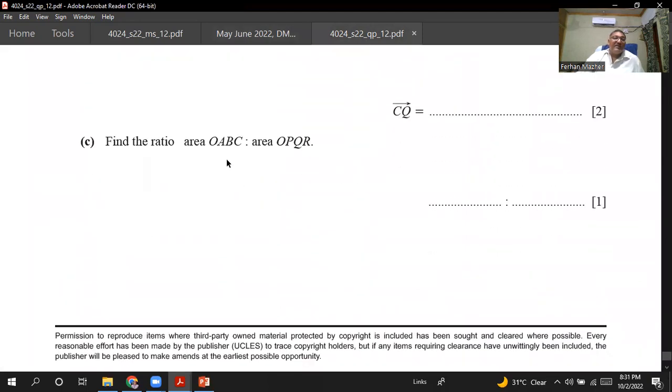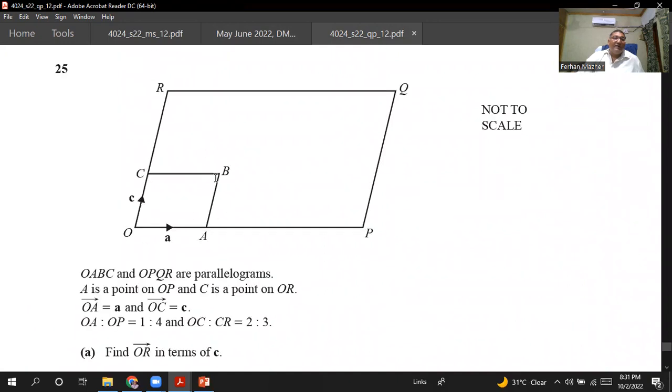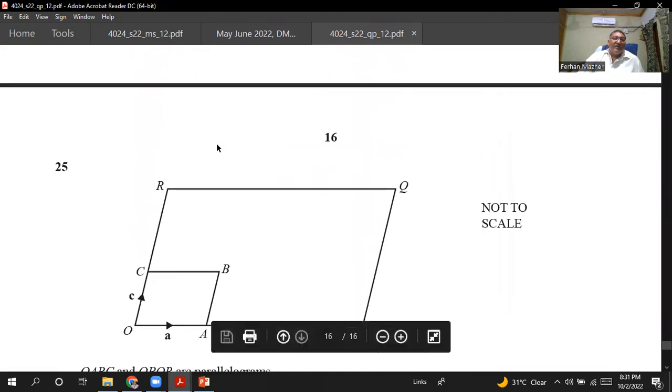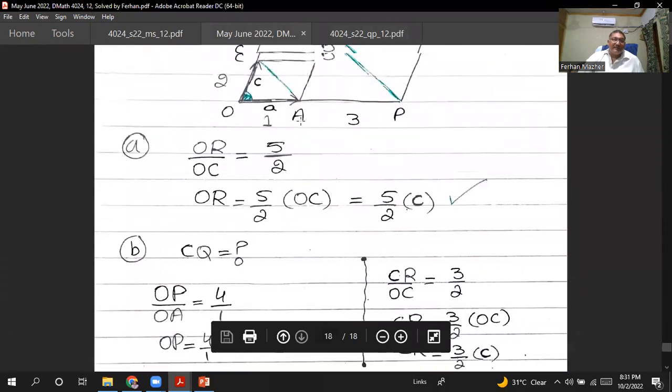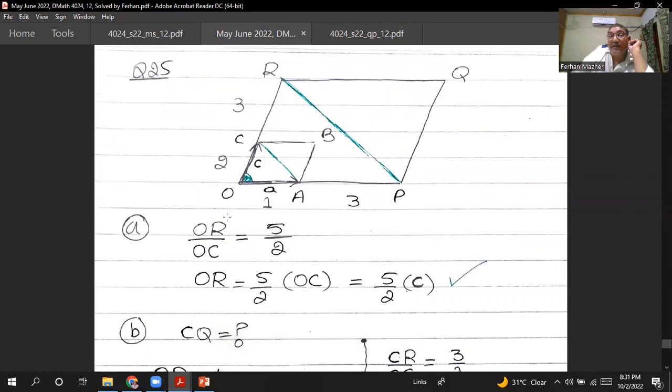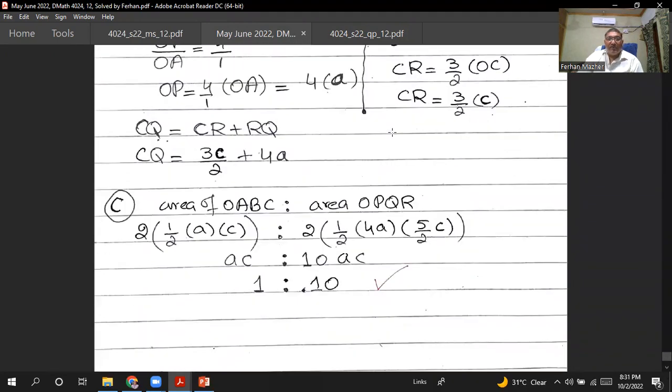Then they say find the ratio of the area of the OABC and the OPQR. You see, the strategy is very simple. They're talking about this small parallelogram, and they're talking about this big parallelogram. This angle in both the small parallelogram and the big parallelogram is common. If I divide this parallelogram into two triangles, find the area of this triangle, double it, you will get the area of this parallelogram. In the same way, in this big parallelogram, if you draw this line, find the area of this triangle, and when you double it, you get the area of the big parallelogram. Okay, so the method is very simple.